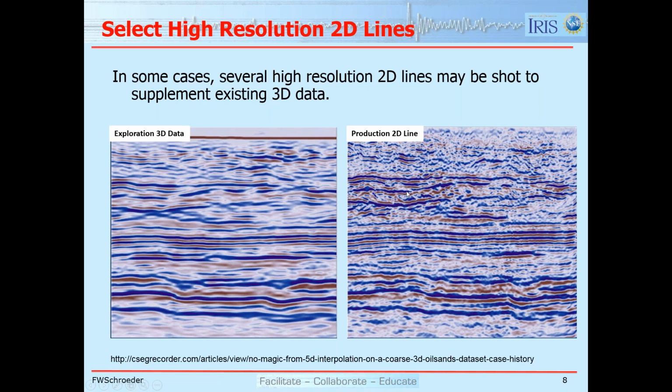And you can see that the reds and the blues are skinnier and more continuous, thicker and a little bit more wavy over here. So we're getting some more stratigraphic detail out of the higher resolution seismic line.